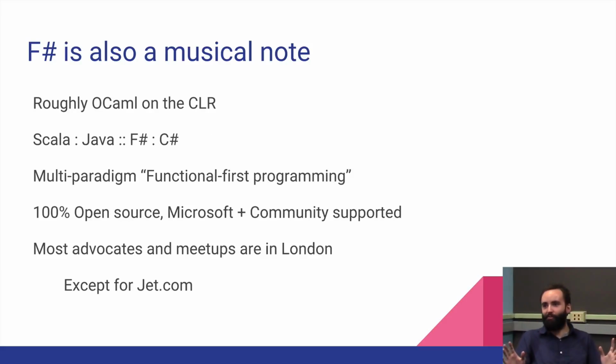F sharp is also a musical note. So I will go through some basics of it, give you some background on it so it's not totally abstract. It's a hybrid functional programming language that was developed by Microsoft Research in London as the best language to port to the .NET runtime.